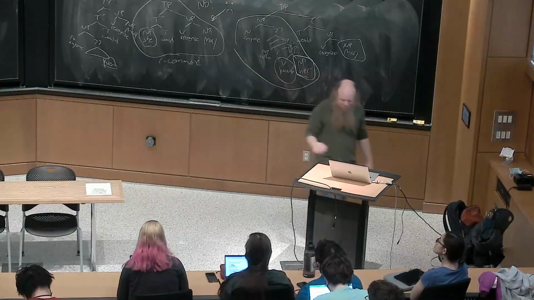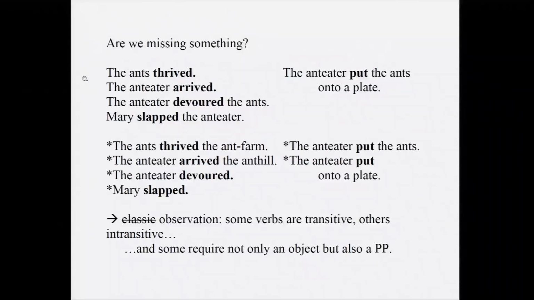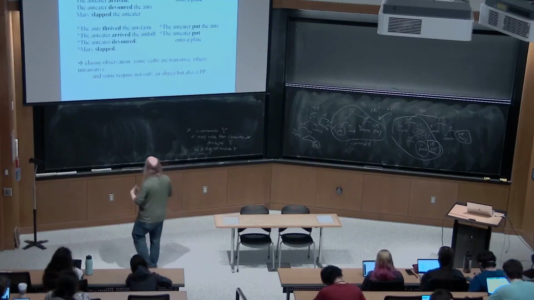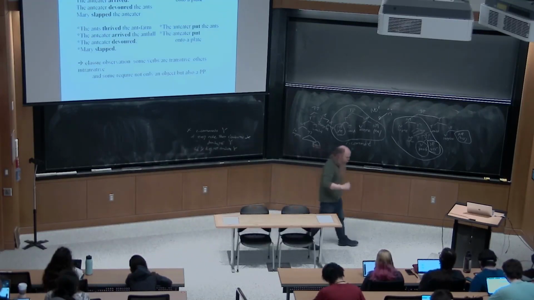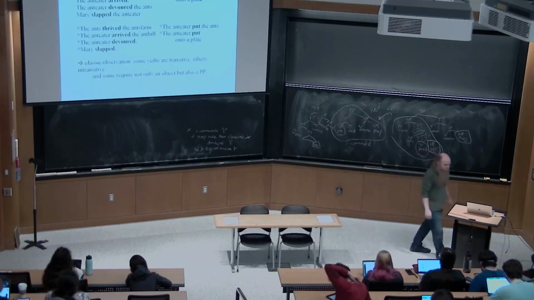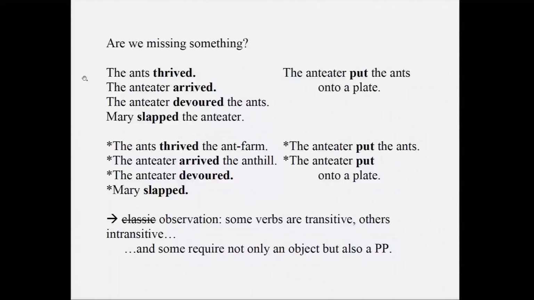Okay, so some verbs are transitive, others are intransitive. So that's a classic observation. People have been saying that since the Romans and the Greeks. Less classic observation is that there are other kinds of verbs that not only need an object, but also need a prepositional phrase. Actually, there are verbs that just need a prepositional phrase. We'll talk about that maybe later. But let's talk for now about a verb like put. Put absolutely has to have an object, so it's transitive in that sense. But it also has to have a prepositional phrase.